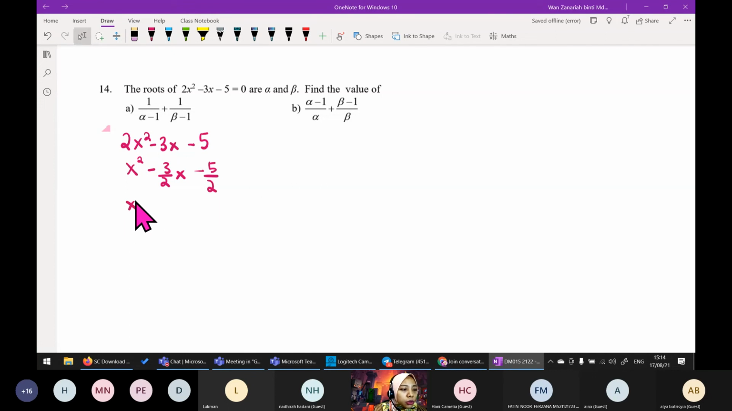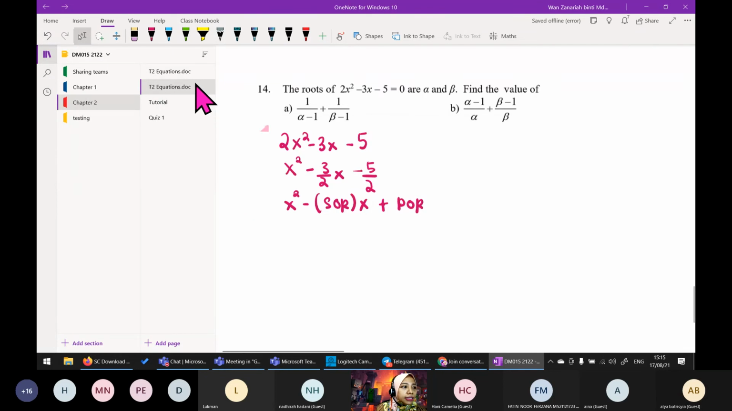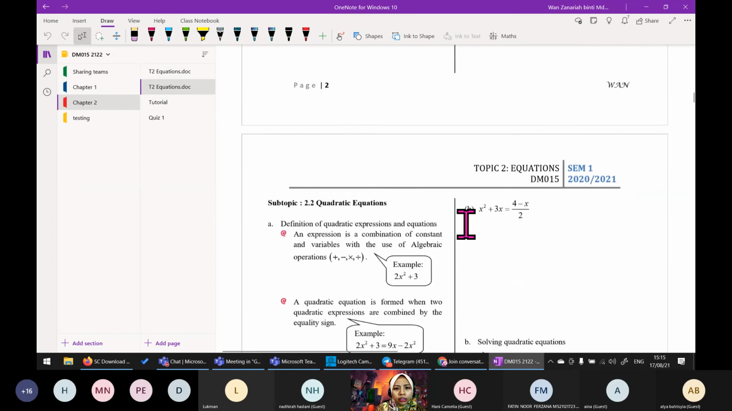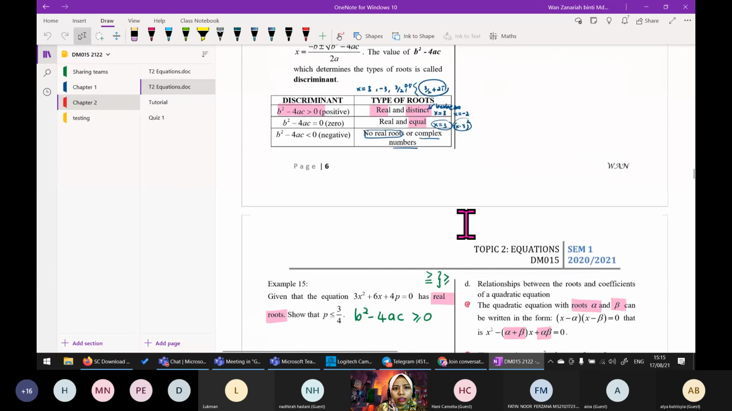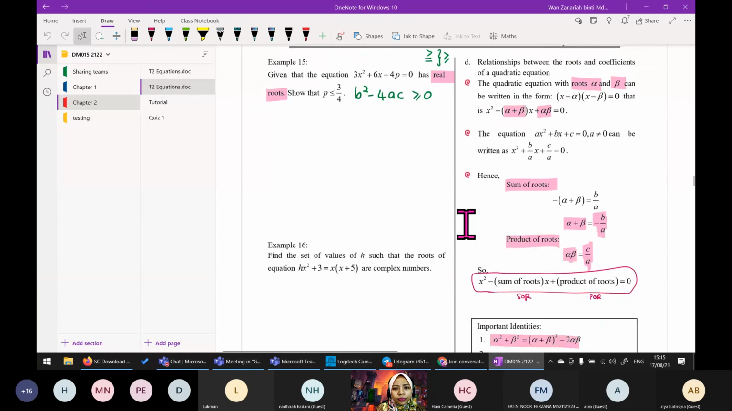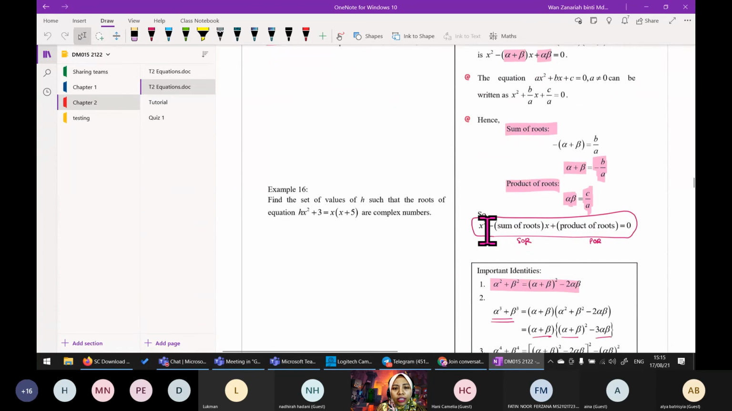So kita punya bentuk x kuasa 2 and then apa? Sum of root ke product of root dulu? Sum of root. Okay, and then plus product of root. Okay, cuba tengok dia minus dengan plus. Kita tengok nota kita. Okay, kalau you tengok nota, ini adalah formula dia. So apa yang you buat ni adalah x square minus sum of root plus product of root.